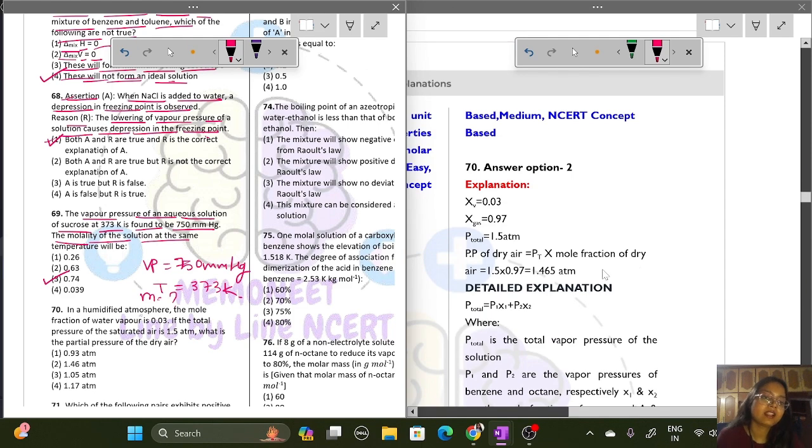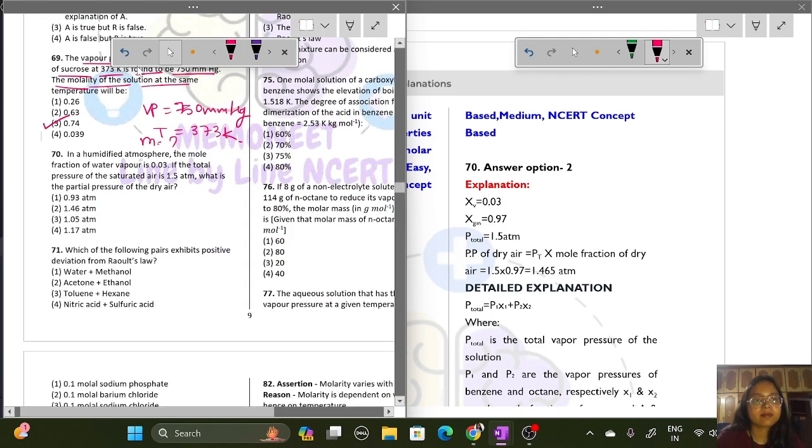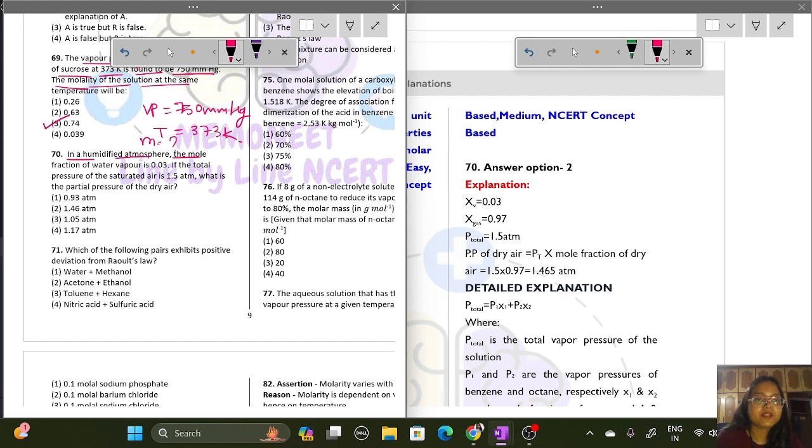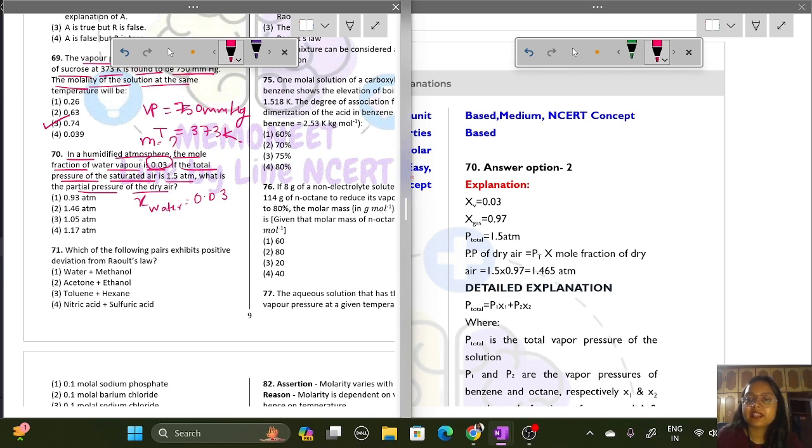Okay. Question number 70. For question number 70, in a humidified atmosphere, the mole fraction of water vapor is 0.03. If the total pressure of the saturated air is 1.5 atm, what is the partial pressure of dry air? We have to find out the partial pressure of dry air. We know that the mole fraction of water vapor is 0.03, and what will be the mole fraction of dry air? It will be 0.97, right?